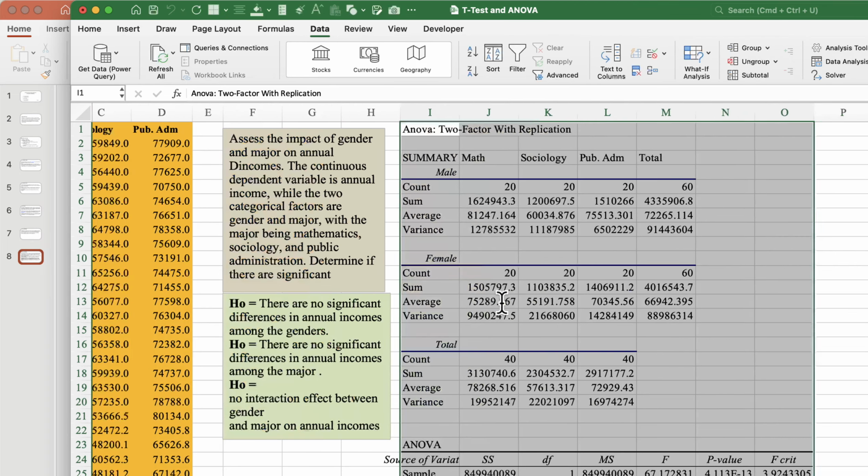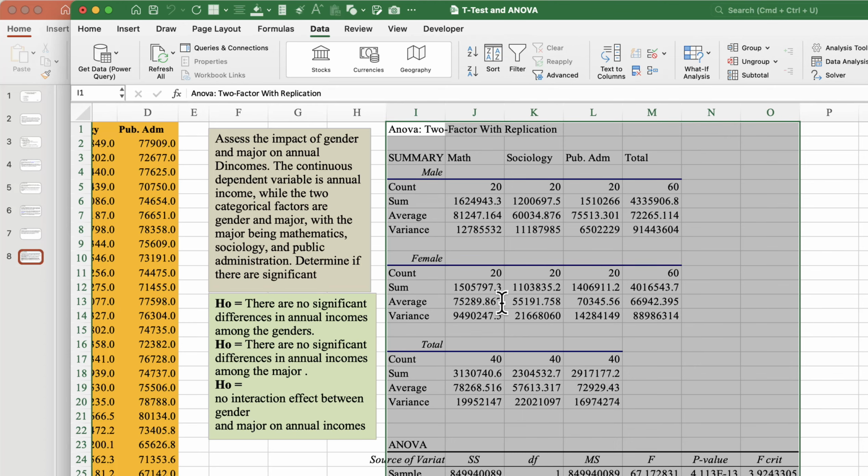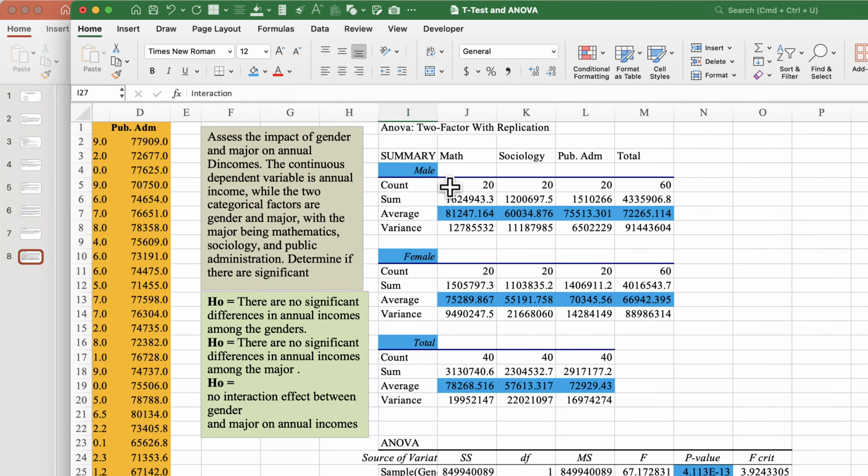Click on OK. Here we have a lot of information. Let's highlight the most important ones. These results show the average salaries of male for math is 81,247, for sociology it's 60,034, for public administration it's 75,513, and the total is 72,265. The average salary for females in math is 75,289, which is less than 81,247 for male.